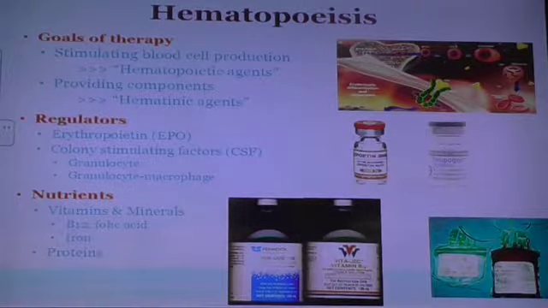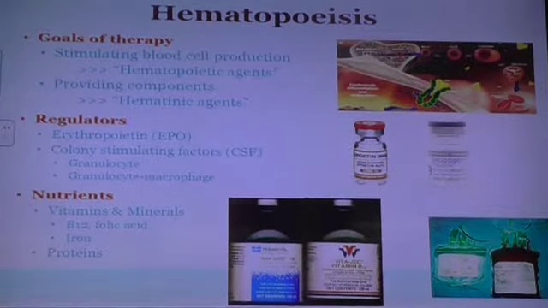For the nutrients, or hematinics, these can be vitamins or minerals. We're going to talk about three agents: B12, folic acid, and iron. For protein, we won't talk about it specifically, but we'll mention that protein is in the plasma.